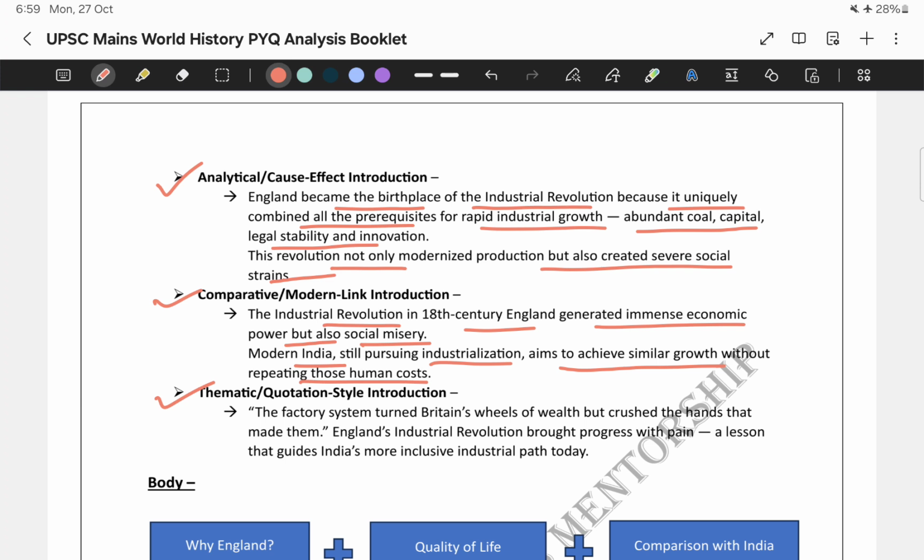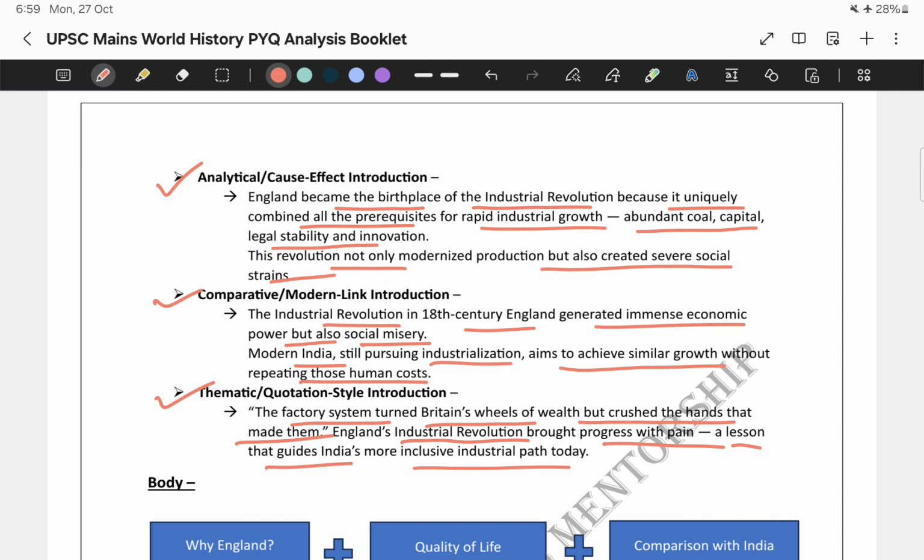In this particular question, you can use a quotation like, the factory system turned Britain's wheels of wealth but crushed the hands that made them. So, this is a beautiful quotation based on which you can start your answer. England's Industrial Revolution brought progress with pain, a lesson that guides India's more inclusive industrial path today. So, this last type of introduction is a philosophical type of introduction which you can use. There is no harm in using this type of introduction as well.